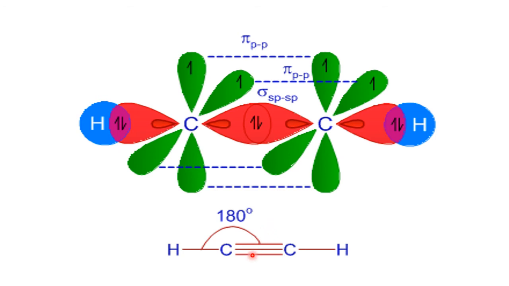So today we learnt, in the case of ethane, two carbons with sp3. In the case of ethene, two carbons with sp2. In the case of ethyne, two carbons with sp. So in ethyne, a triple bond; in ethene, a double bond; and in ethane, a single bond.